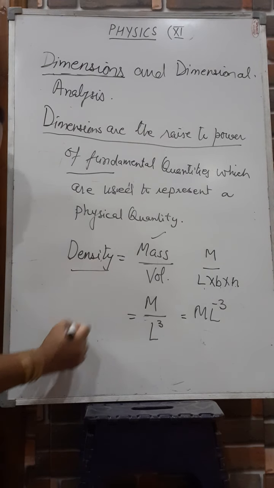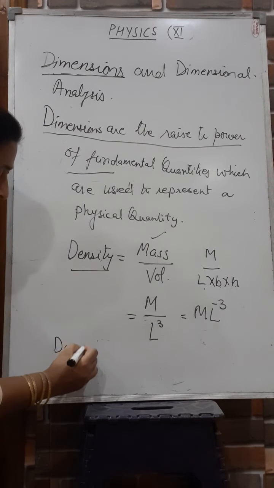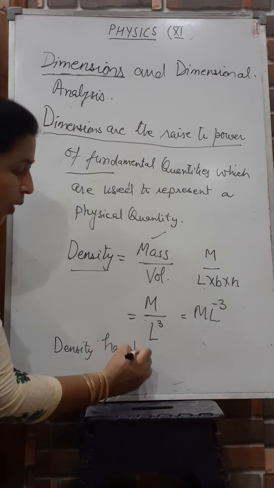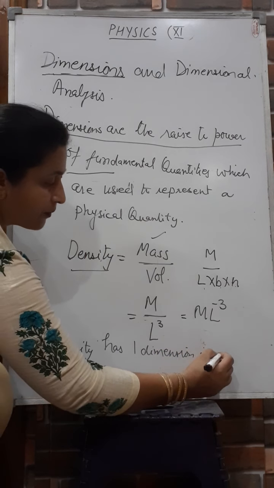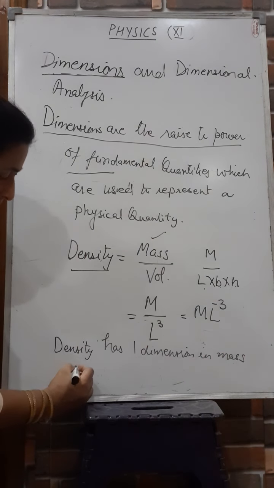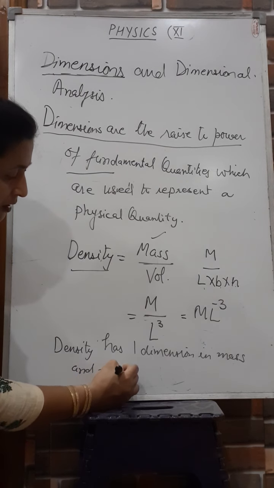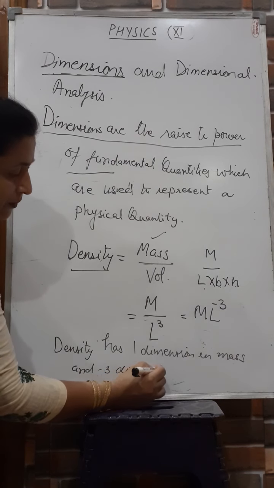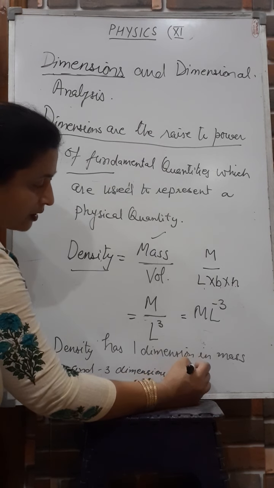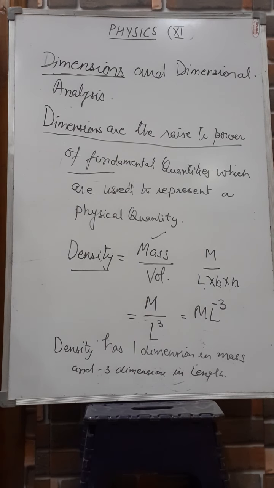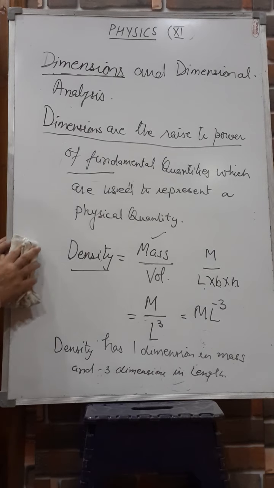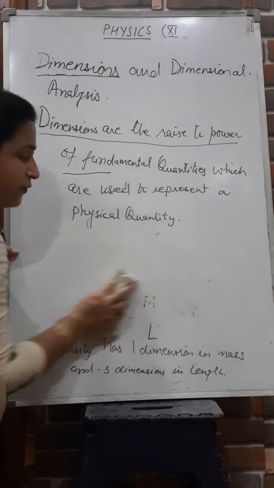So we'll write density has 1 dimension in mass and minus 3 dimensions in length. So this is how we can write the dimensions of density. Let's solve: find the dimensions of force.